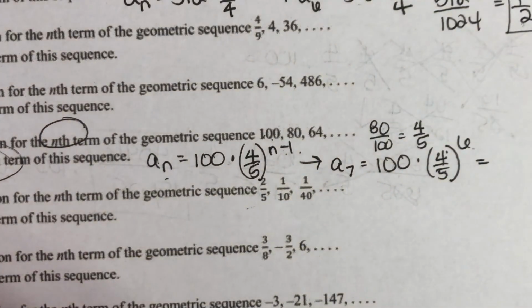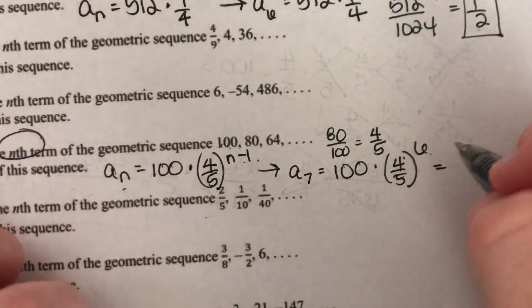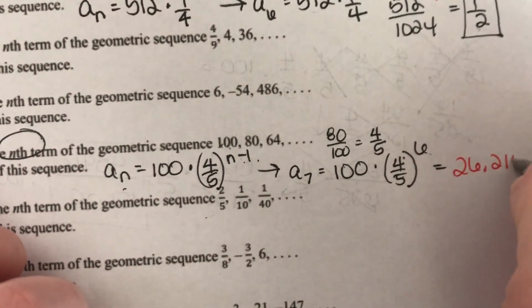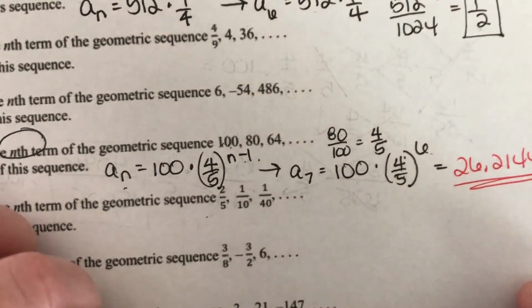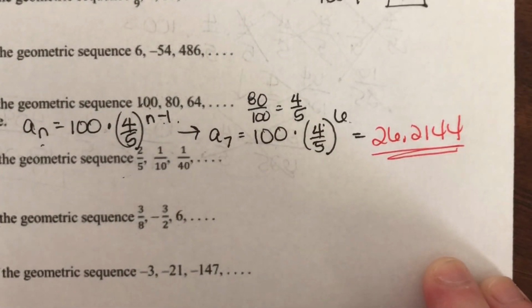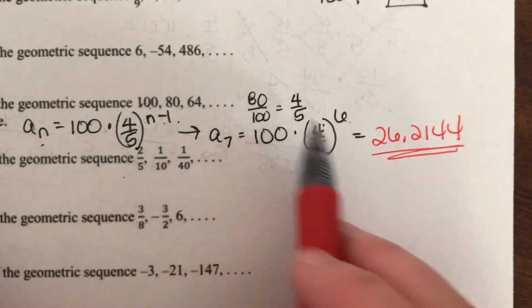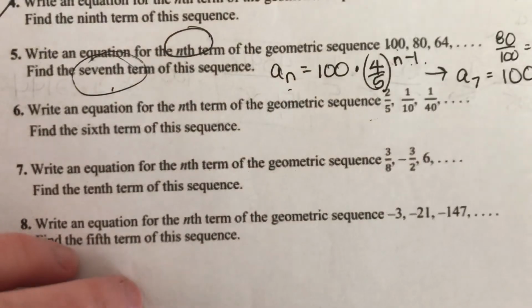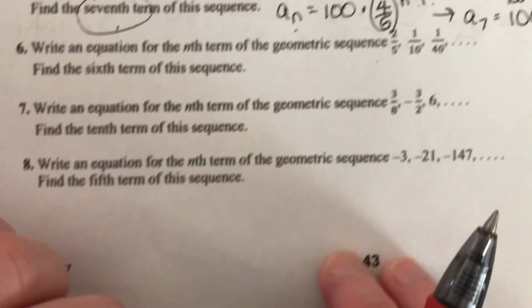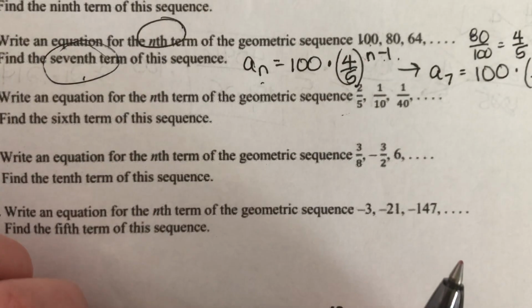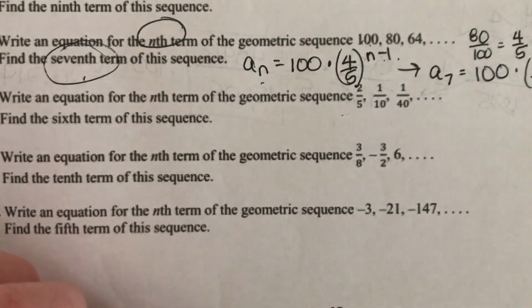So that number is 26.2144. That's the 7th term in my sequence. If I just keep dividing over and over, I'll get down to this number. All right, I'm going to stop there. They're all the same. You guys can see they're all the same. Actually, we'll do one more with fractions.